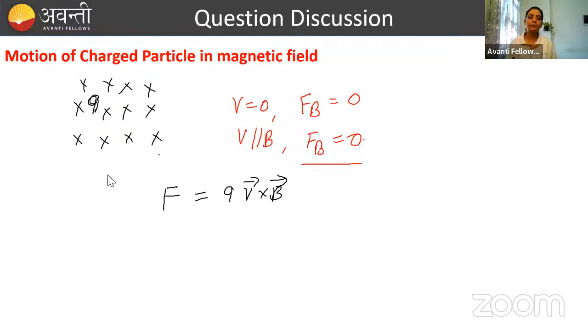Now, what are the important things that we should keep in our head while applying this formula? Very first thing is this q: if this q is positive, then no issues. But if this q is negative, say if you're talking about negatively charged particles such as electron, then whatever direction you are getting from V cross B, direction of force will be negative of that. So how will we calculate the direction of V cross B?